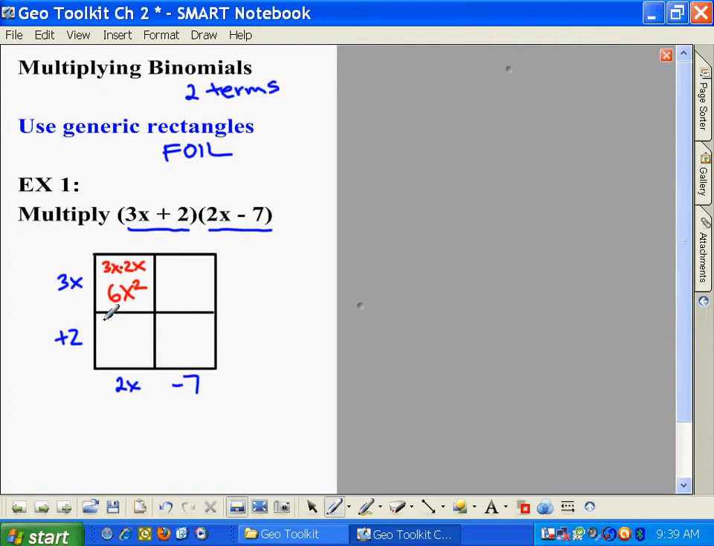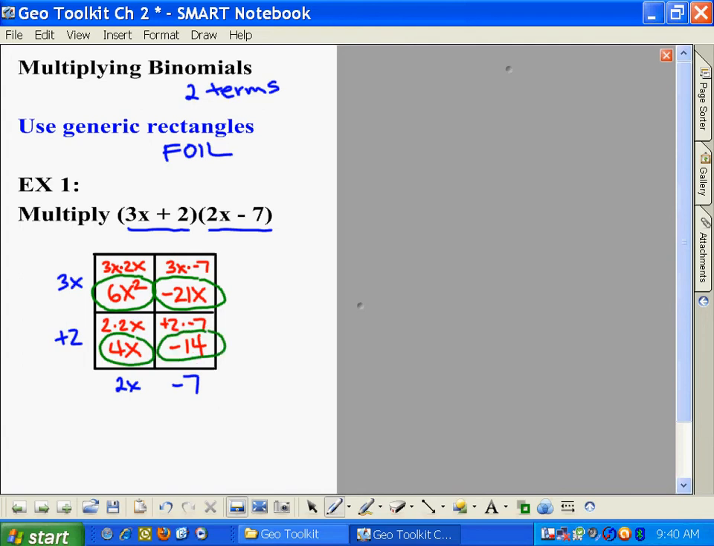Then this box is going to be 2 times 2x. And 2 times 2x is 4x. This next box, the top right one, would be whatever 3x times negative 7 is, and negative 7 times 3x would be negative 21x. And the final box, the bottom right, would be positive 2 times negative 7, that would be negative 14. And so these four answers here, I'm going to go ahead and circle them in green. So we have 1, we have 2, and we got 3. And finally, here's number 4 over here.